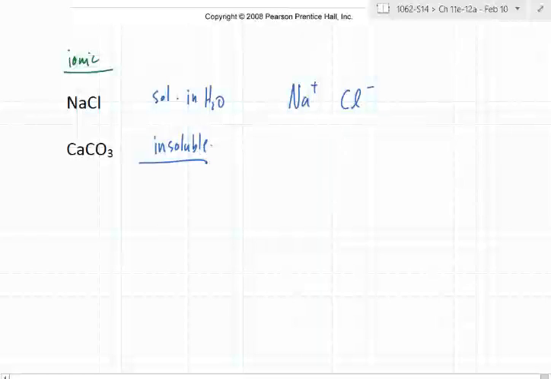Comparing these two ionic substances, I think this was something we talked about before. Sodium chloride is soluble in water because the ions that we're separating are Na+ and Cl-. Calcium carbonate is insoluble, calcium and carbonate.